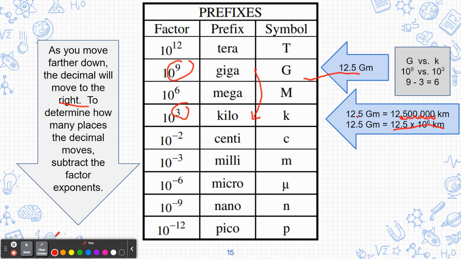Or you could write it as 12.5 times 10 to the 6 kilometers, which to me is so much easier to write. So that's what I'll be expecting you guys to do as well. It'll make it a lot easier for me to grade, and then I don't have to count zeros.